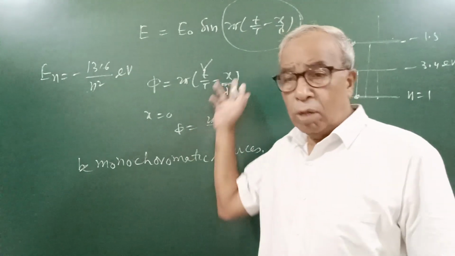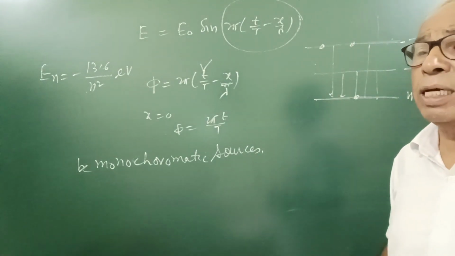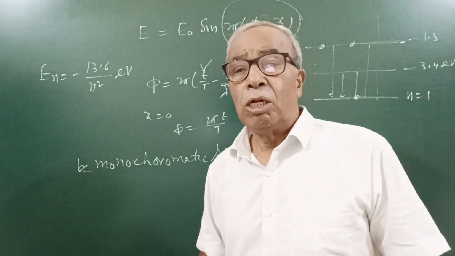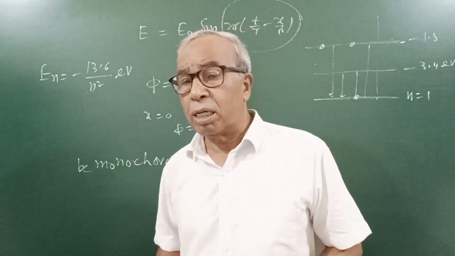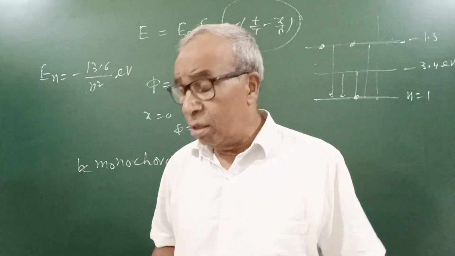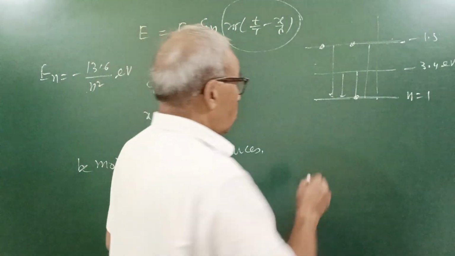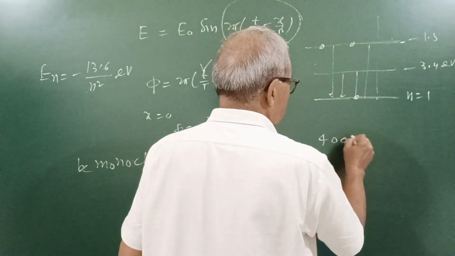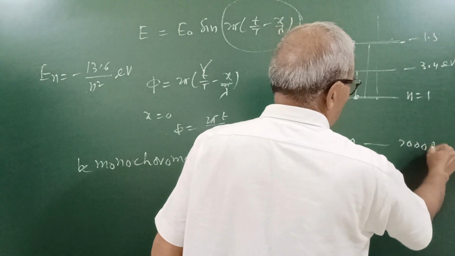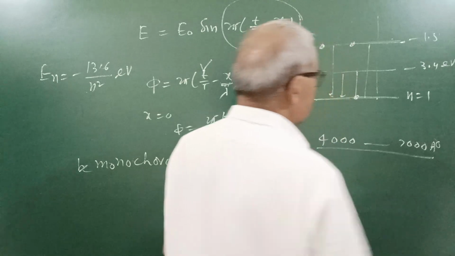And when it goes up, it is unstable and returns back to the lower state by emitting extra energy in the form of electromagnetic radiation. Those radiations may be in the ultraviolet region, in the visible region, or even in infrared region. If the wavelength corresponds to between 4000 angstrom to 7000 angstrom, then visible light will be produced.